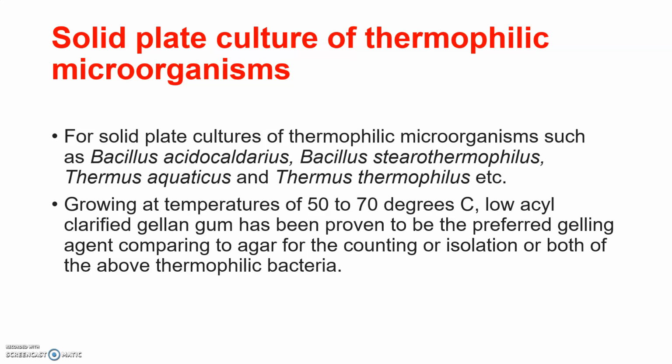Next is solid plate cultures for thermophilic microorganisms, such as Bacillus acidocaldarius, Bacillus stearothermophilus, Thermus aquaticus, Thermus thermophilus, etc. This Bacillus stearothermophilus we are using as an indicator for effective autoclaving and hot air oven. They grow at temperatures of 50 to 70 degrees Celsius. Low acyl clarified gellan gum has been proven to be the preferred gelling agent compared to agar for the counting or isolation or both of the above thermophilic bacteria.